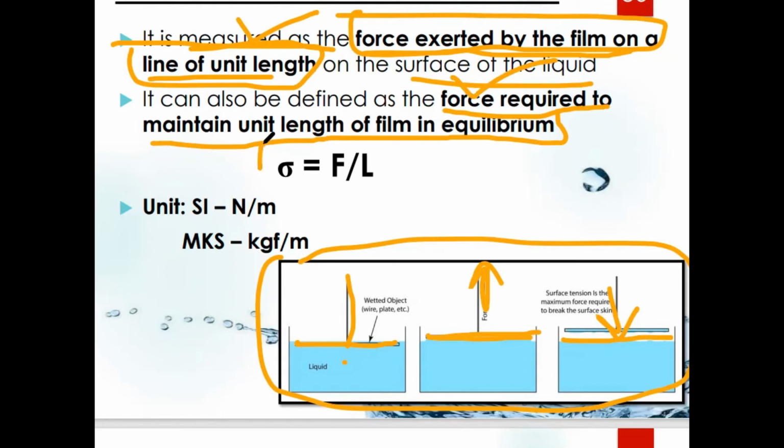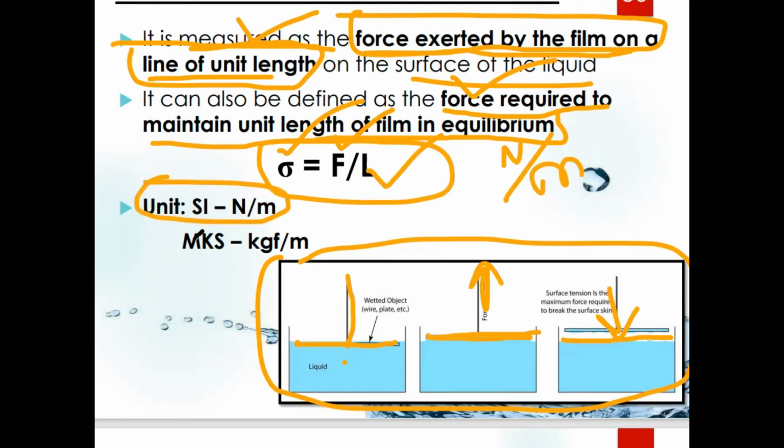That is denoted as sigma equal to force by length. In simple terms, we can say surface tension sigma is equal to force divided by length. Here we know the force unit is Newton and length is meter. So the unit for surface tension is Newton per meter in the SI system, whereas in the MKS system it is kgf per meter, kgf meaning kilogram force per meter. So surface tension is measured as force per unit length. From this you can also define surface tension: it is defined as the force required to maintain unit length of the film in equilibrium. That is called the surface tension.